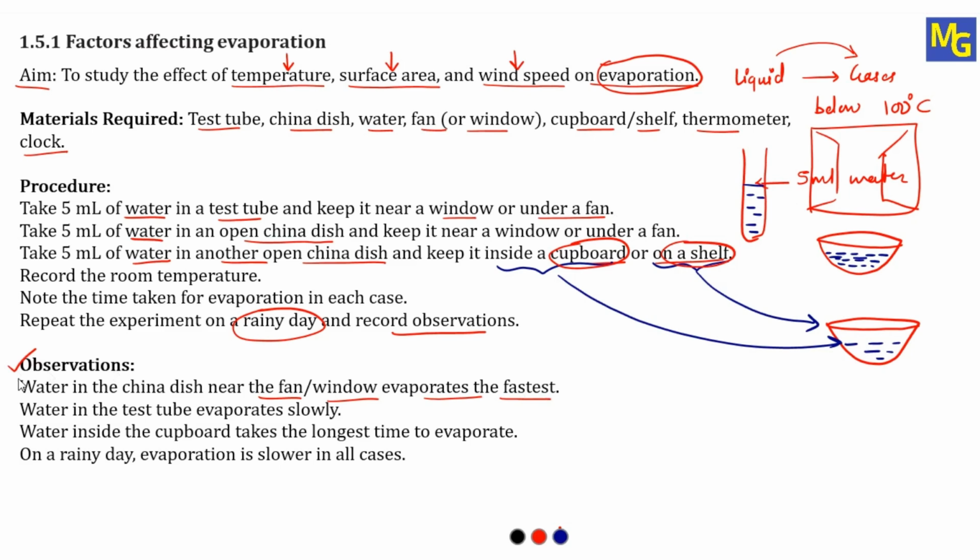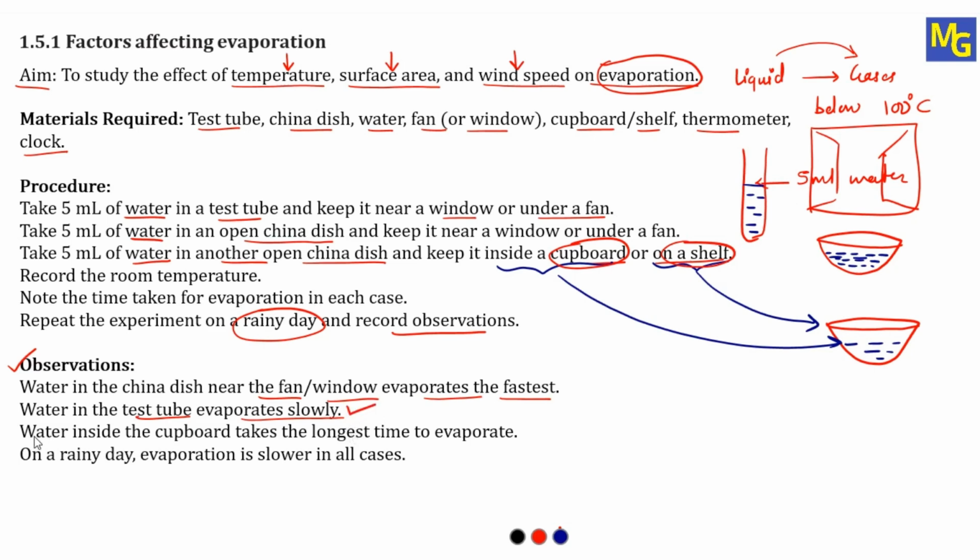Now observation: water in china dish near the fan or window evaporates faster. So see the observation, the water which is present in the china dish which is near fan or window will evaporate faster. Second observation: water in the test tube evaporates slowly. See here, test tube also we have kept near the window or under the fan, but evaporation rate in the test tube is slow.